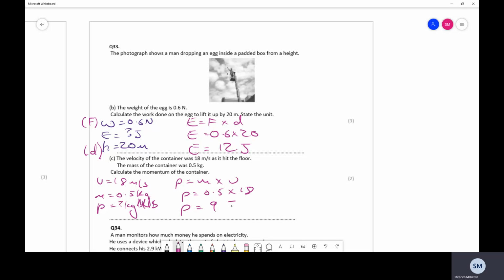I'm not going to do that if you don't mind, folks. Kilogram meters per second. Oh, golly, what if I'm wrong? I know I'm not wrong, but I just had to double check.